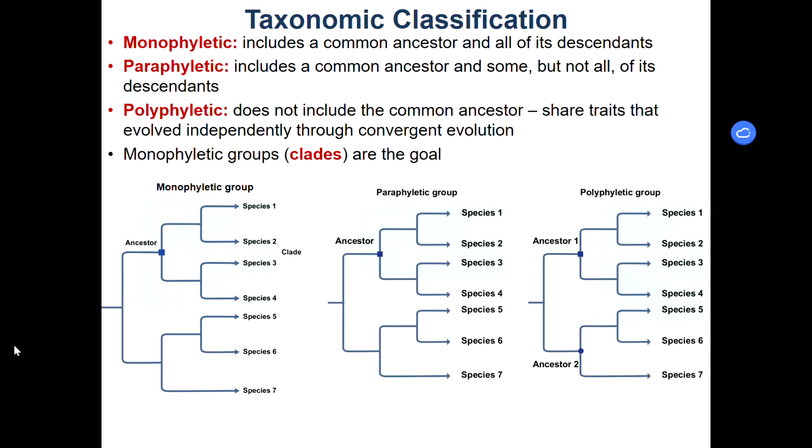Paraphyletic is a group that includes a common ancestor and some, but not all, of its descendants. So here is our paraphyletic group. Here's our common ancestor that's shared among species 1, 2, and 3, but in this group, we left off species 4. So it's para, it's only part of all of the descendants of that common ancestor.